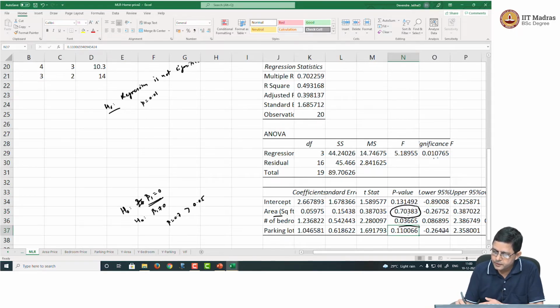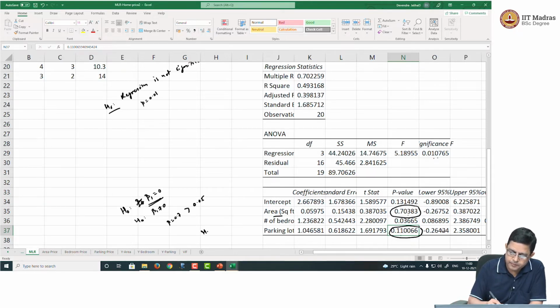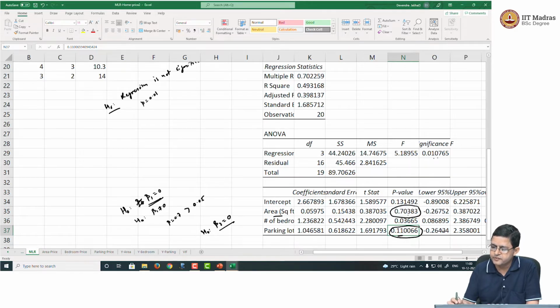Similarly, look at this p-value of 0.11. What does this correspond to? This corresponds to the null hypothesis that beta 3 is actually 0. Now because of this large p-value, I cannot reject this null hypothesis. Again, look at the confidence interval. Confidence interval is from negative 0.26 to positive 2.35. 0 is part of this confidence interval. So if somebody says that this beta is actually 0, I cannot reject it.